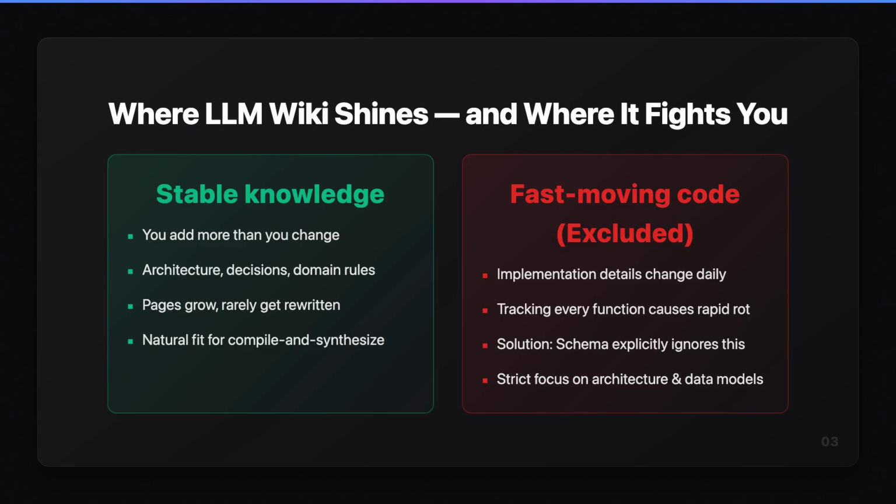But for coding, the implementation details change daily. If you try to document every function, the wiki rots. The solution is the schema constraint. We tell the agent to completely ignore fast-moving code and strictly document stable foundations like architecture and data models.